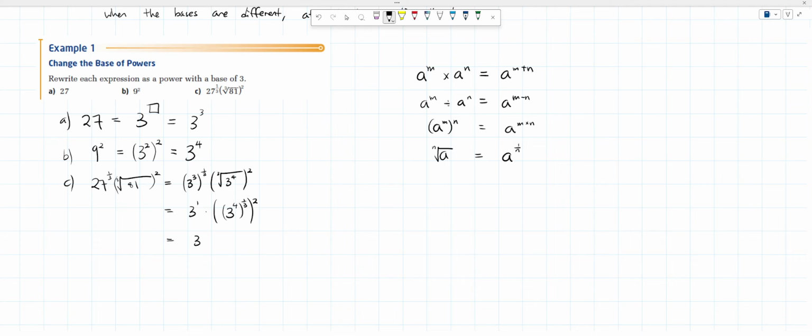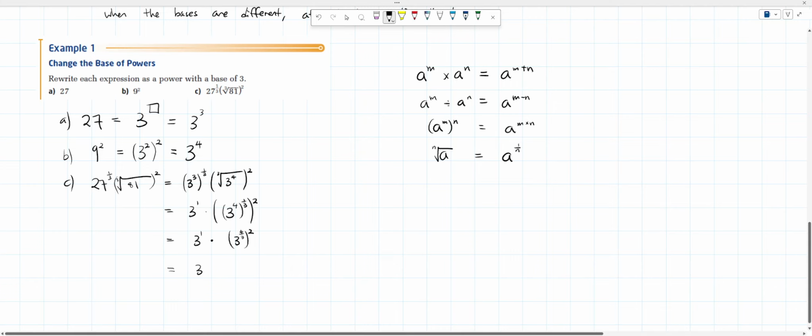Now it means 3 to the power 1 times 3 to the power of 4 over 3, all to the power of 2. Because we did 4 times 1 over 3, then we multiply by 2 one more time. It's going to be 3 to the power of 8 over 3.